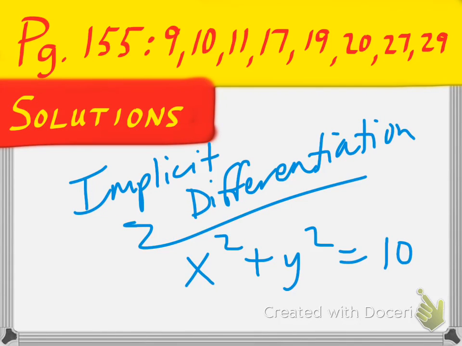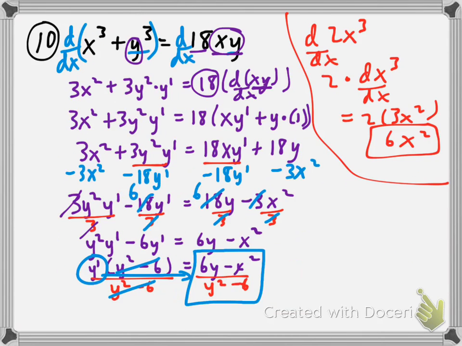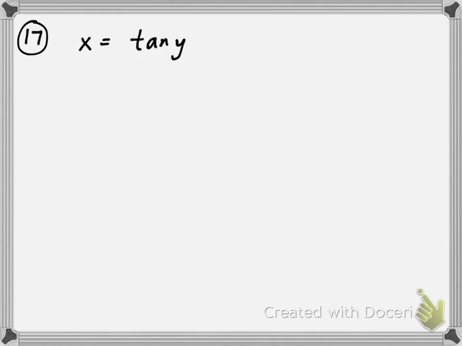This is the second of the hopefully three maybe videos that will explain how to do the problems on page 155. Solutions, we've already done problem numbers 9, 10, 11, and here we have number 17. This one actually is a pretty quick one.